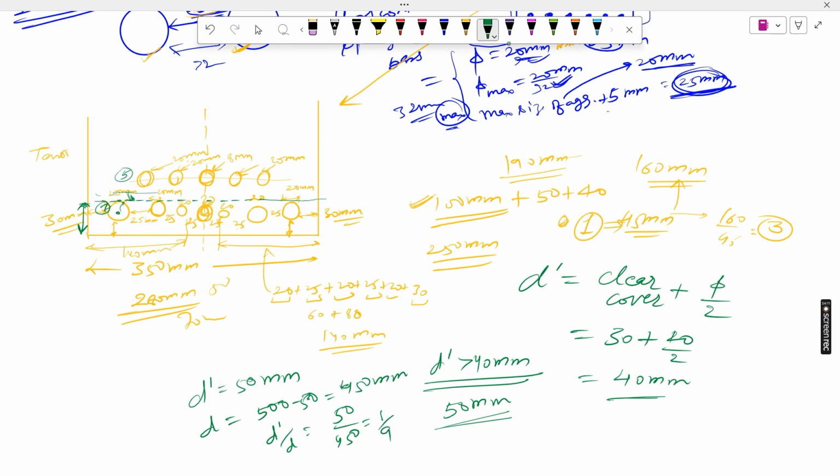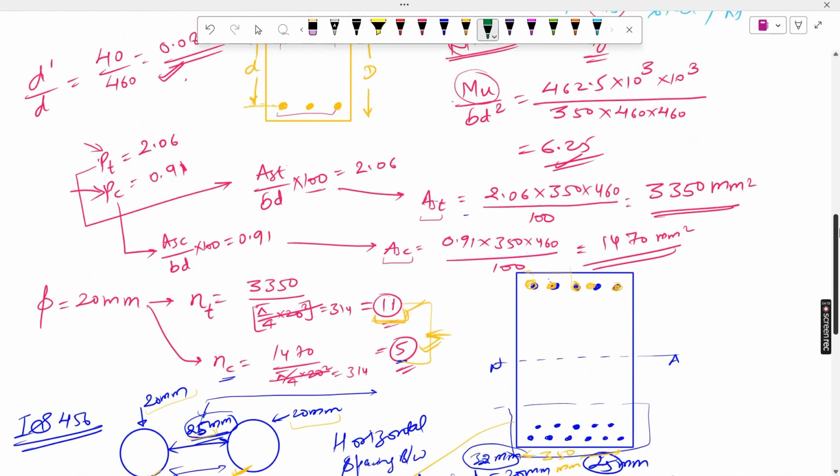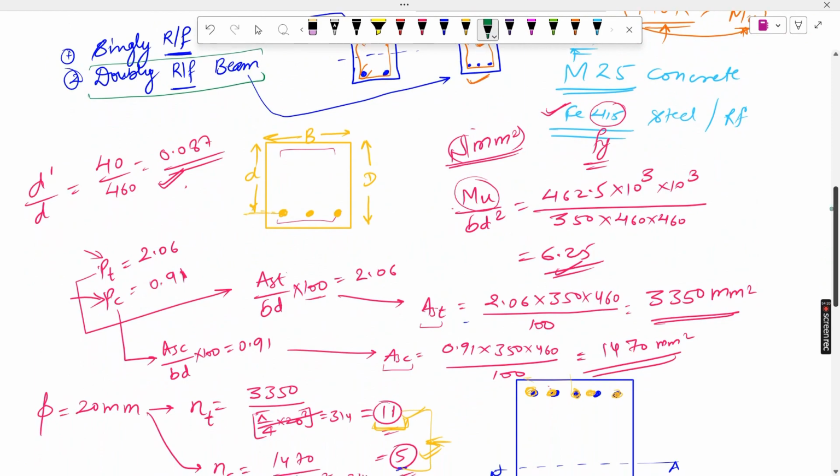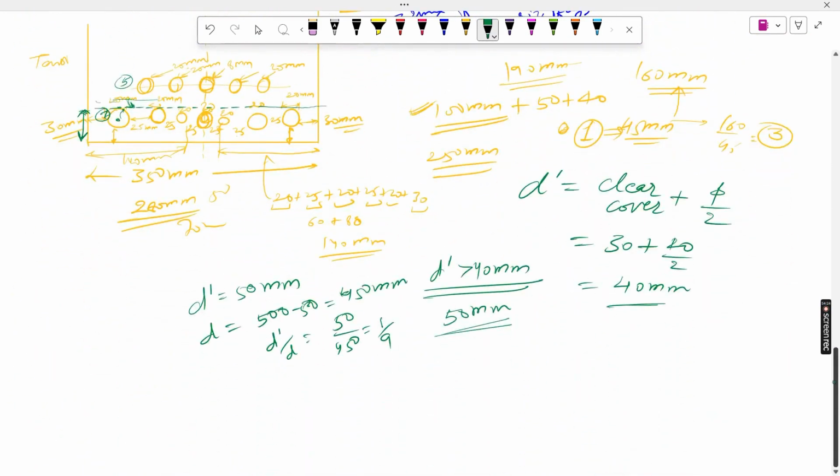1 by 9. Okay, previously we had taken the value of D dash by D. What was the value at that time? D dash by D value was 0.087. Now it will increase to 0.111 like this. Okay, it will increase, you know.